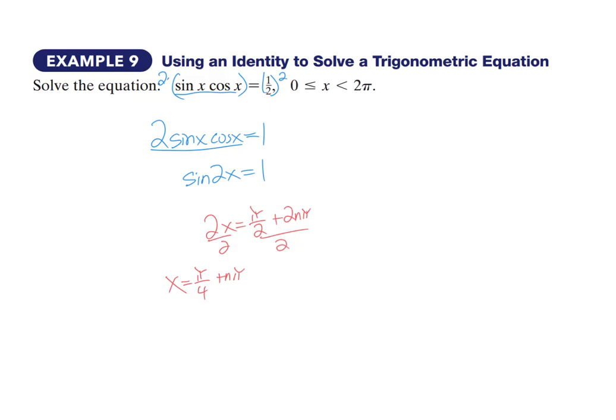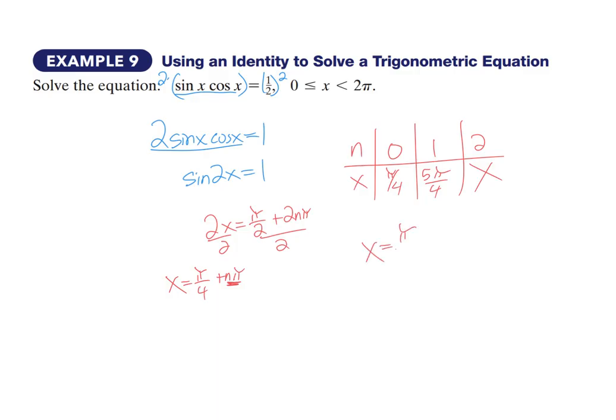And now we'll do the table. So n and x, so when I put 0 in, I get pi/4. When I put 1 in, I get 5 pi/4. Now I'm adding a full pi, and so if I put 2 in, I'm going to be over 2 pi, so we don't need to do that. And it looks like my only solutions are pi/4 and 5 pi/4.